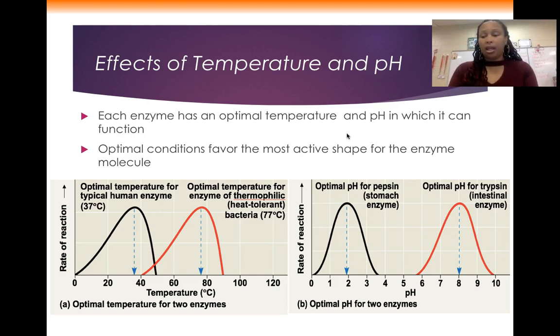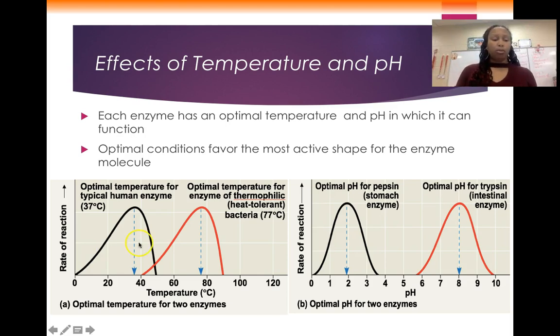Now, enzymes, again, are affected by temperature and pH. They have an optimal temperature and an optimal pH, and that's the best. They have an optimal range in which they function. Optimal conditions favor the most active shape of the enzyme molecule. And remember, structure dictates function. So when you change the shape of an enzyme, you also change the function of that enzyme.